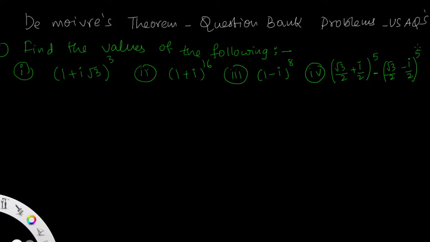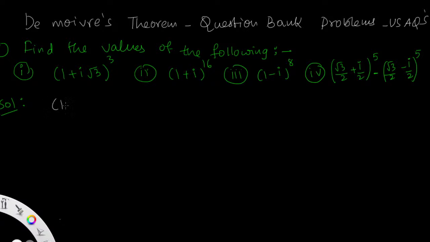So the 4 problems use the same method. Find the values of the following. Every complex number, first you convert into Demoivre's form, that is cos theta plus i sin theta whole to the power of n. We have already done all this. Next, just convert into Demoivre's formula.